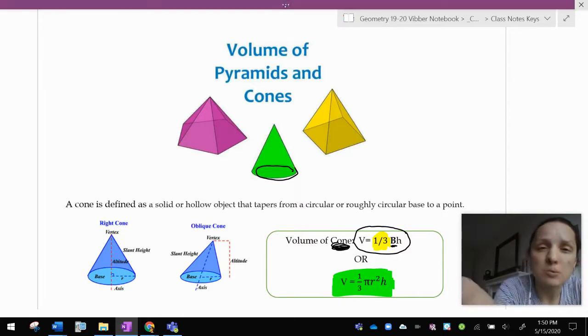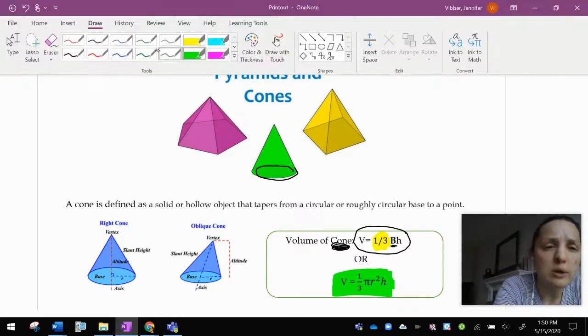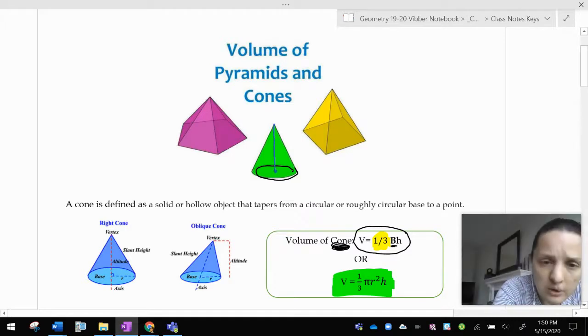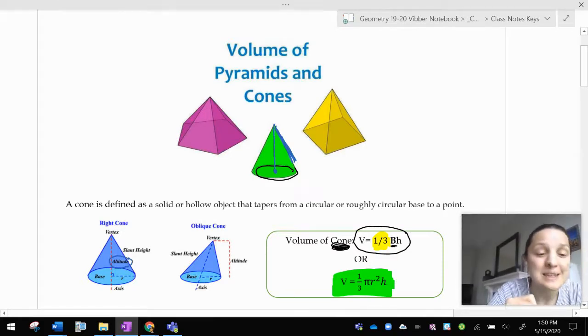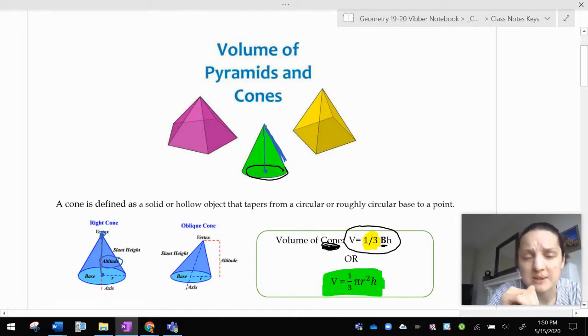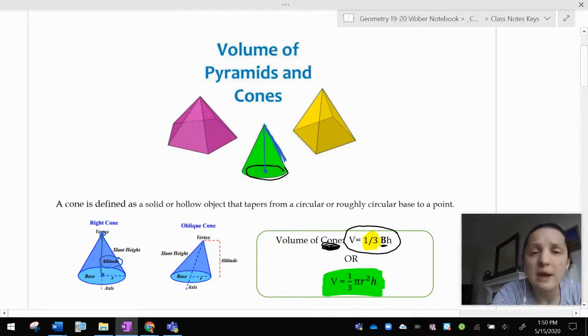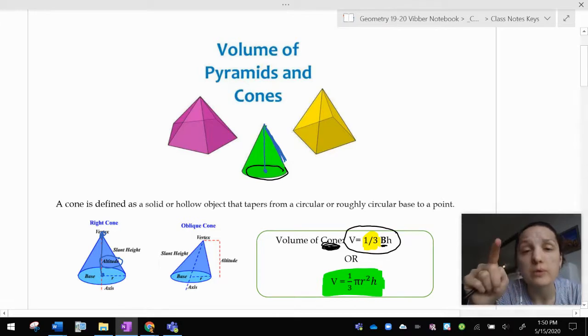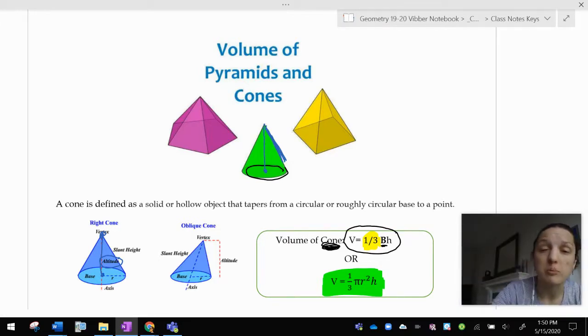Another important thing is, wait a second, which height are you talking about? Because there's the height technically right here, but then there's also this slant height. What we're talking about when we say height is the altitude, which goes from the vertex down to the base. The slant height is the height from the vertex along the edge. That part's not useful to us for volume. We do not need that for volume. It's 1/3 the area of the base times the height, and we're talking about the perpendicular height.